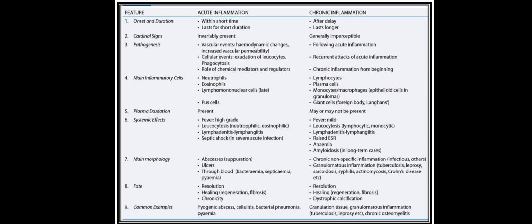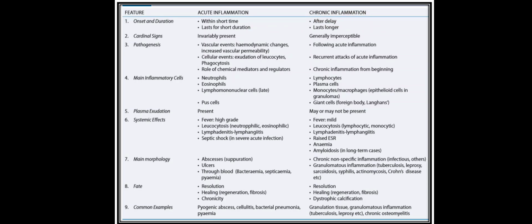Then comes the main inflammatory cells, which are neutrophils, eosinophils, lymphomononuclear cells, and pus cells in the acute type, and lymphocytes, plasma cells, monocytes, macrophages, and giant cells in the chronic. Plasma exudation is present in the acute type, and may or may not be present in the chronic type.